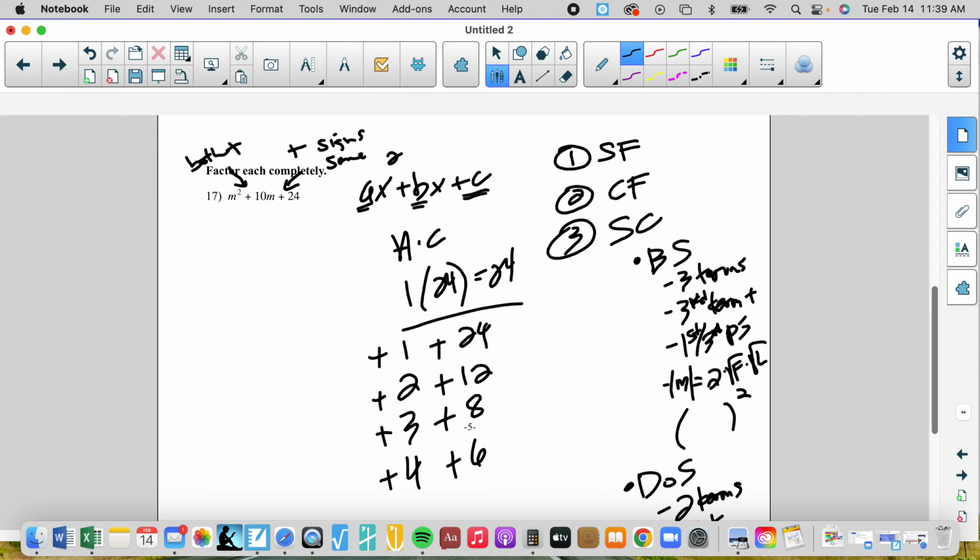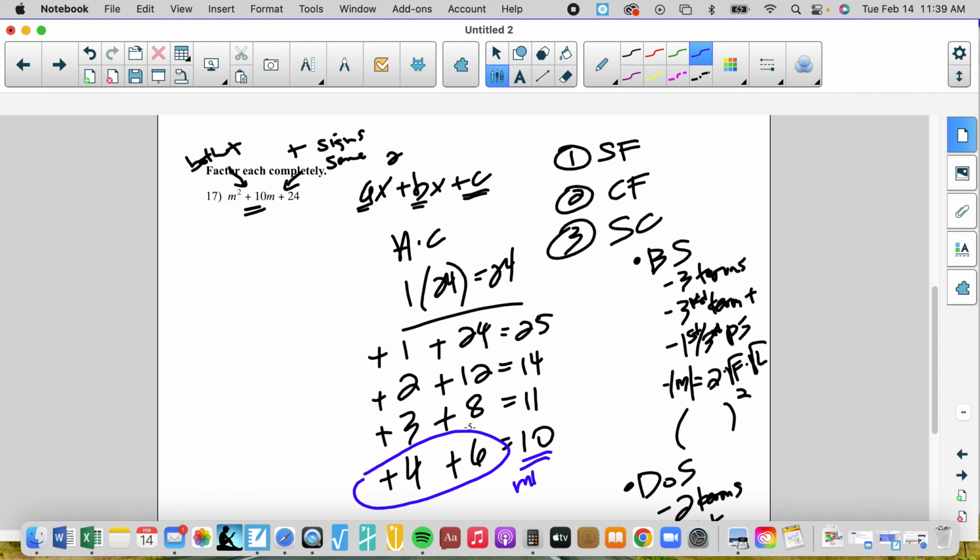Remember, what these numbers represent is my outside and inside. So I'm going to add them together. 25, that's 14, that's 11, and that's 10. I'm looking to see which one of these sums is equal to my middle, and that would be 4 and 6. This equals my middle value because it's a sum. So this is my outside and inside.